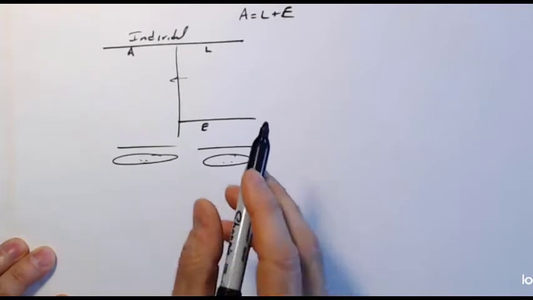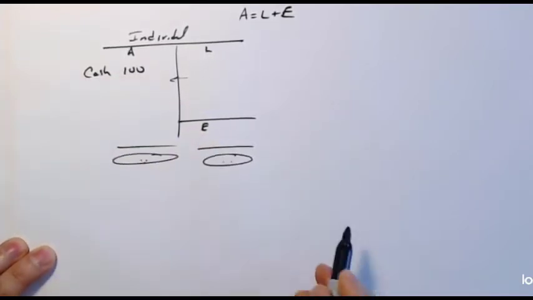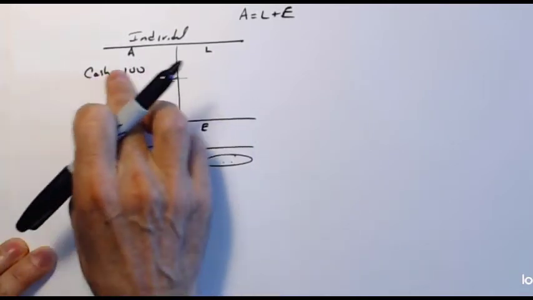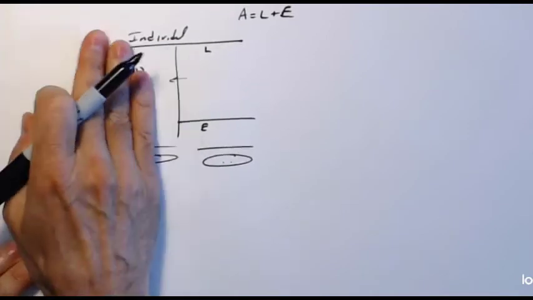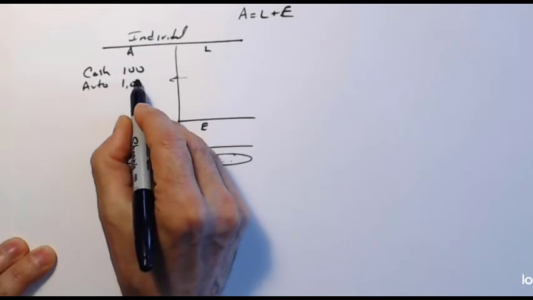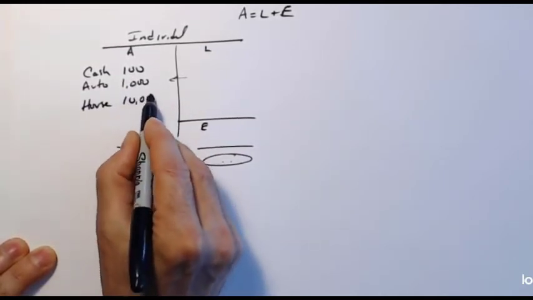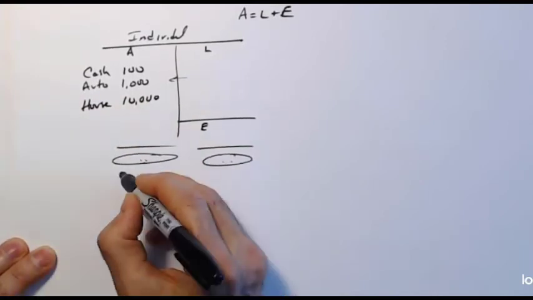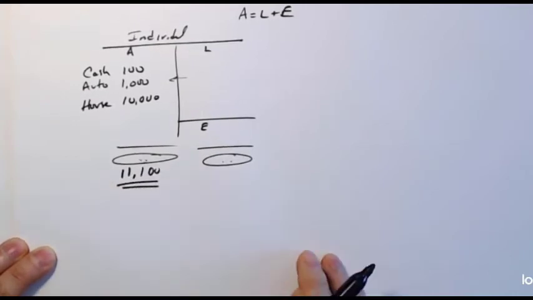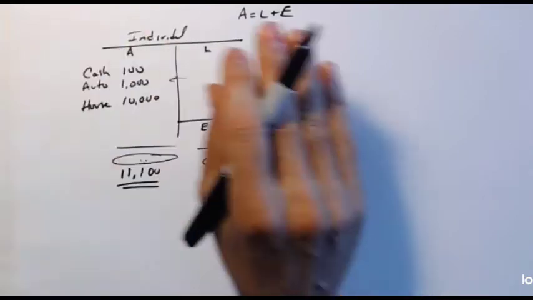So let's look at just a hypothetical person. Let's say a person has cash. It could be literally cash in their pocket or cash in a checking account. It's an asset to an individual. So remember, assets are over here. They may own an auto, a car. Let's say it's worth $1,000. And they may own a house. Let's just say it's worth $10,000. The entire asset side of this individual is worth $11,100, at least in terms of assets.